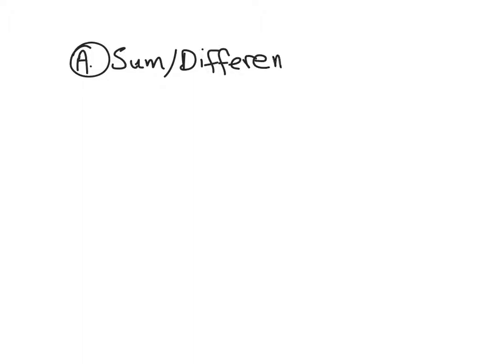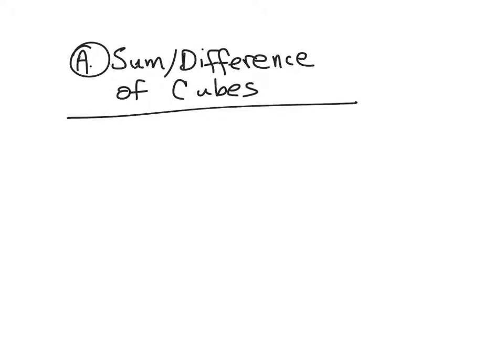Sum or difference of cubes. Let me write that up here. That's the next factoring technique we have. So the fact that it's the sum or the difference means that now we can be added or subtracted. For difference of squares, we could only be subtracted.